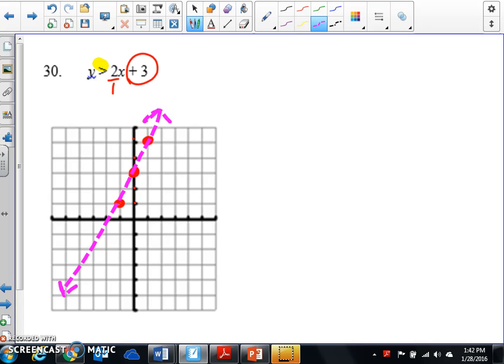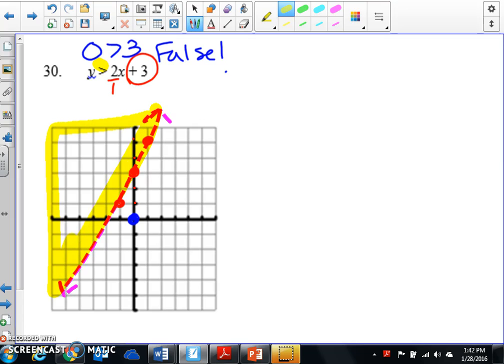And then we have to decide about our shading. So we're going to use the test point 0, 0. So 0 is greater than 3. That is false. So since that's false, I have to go the opposite way. So I'm going to highlight the opposite way, and I'm going to get as close to the line as I can without going over.